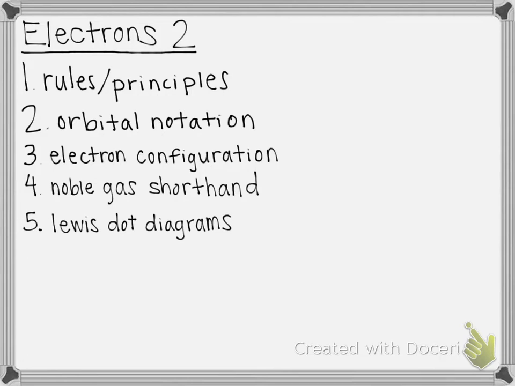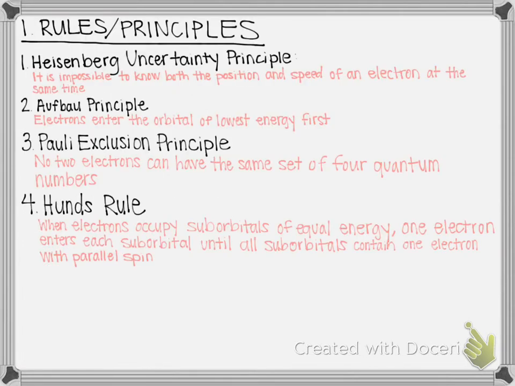Okay, this lesson is broken into 5 sections. The first section, rules and principles. The first rule is the Heisenberg uncertainty principle. This states that it is impossible to know both the position and speed of an electron at the same time.